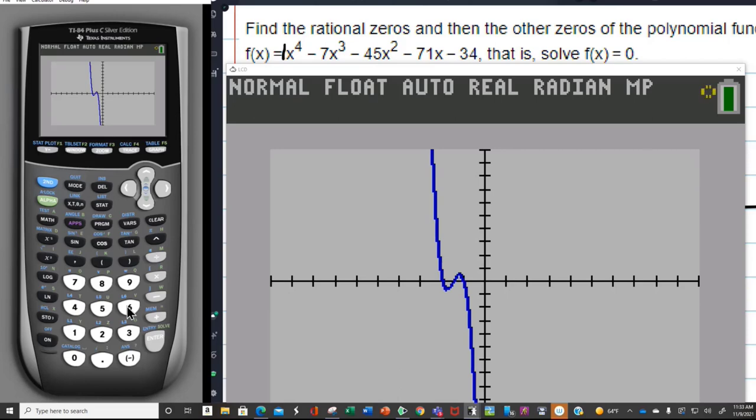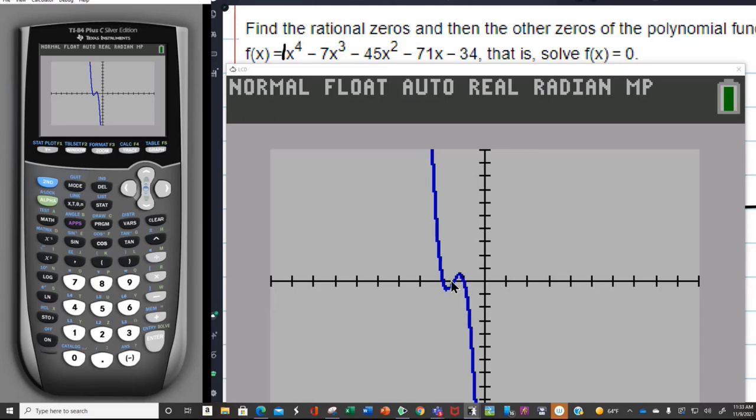Woo! Did you see that? Well, we've got some rational zeros there, don't we? I would bet a nickel that both negative 1 and negative 2, is that what that is? Negative 1 and negative 2.